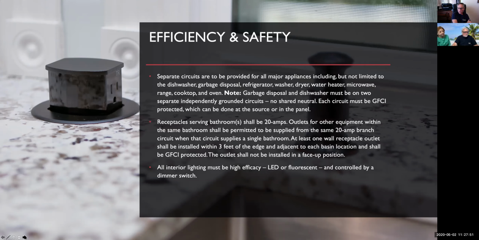At least one wall receptacle outlet shall be installed within 3 feet of the edge and adjacent to each basin location and shall be GFCI protected, and the outlet shall not be installed in a face-up position. All interior lighting must be high efficacy, that's energy efficient, LED, or fluorescent, and controlled by a dimmer switch.